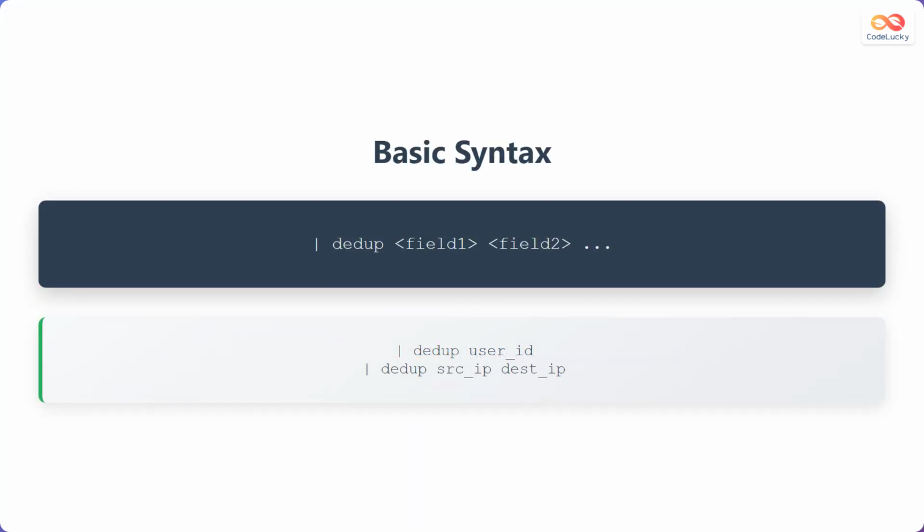The basic syntax of the dedup command is straightforward. You start with the pipe symbol, followed by dedup, and then specify the field or fields you want to use for deduplication. You can specify multiple fields by separating them with spaces. For example, | dedup user_ID will remove duplicates based on the user ID field. If you specify multiple fields like | dedup src_ip dest_ip, it will remove events that have the same combination of source IP and destination IP addresses.